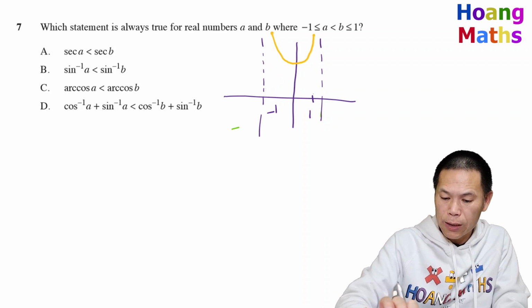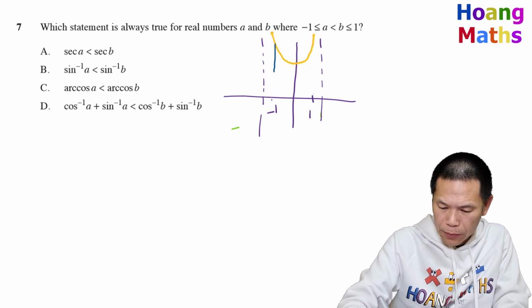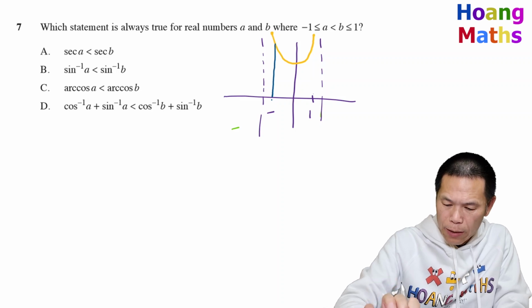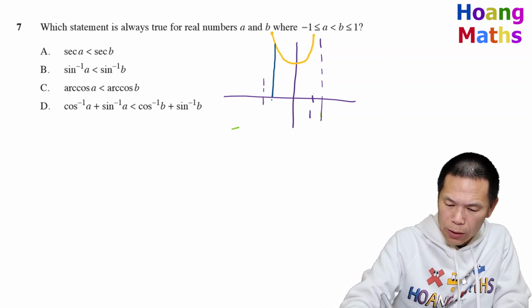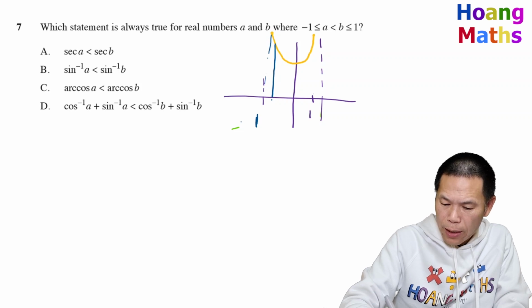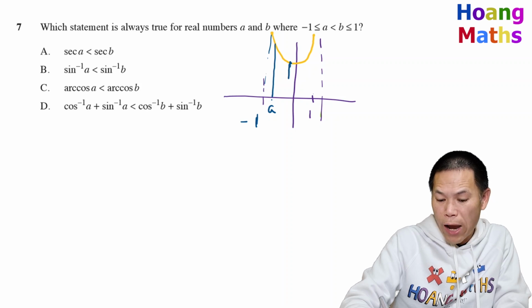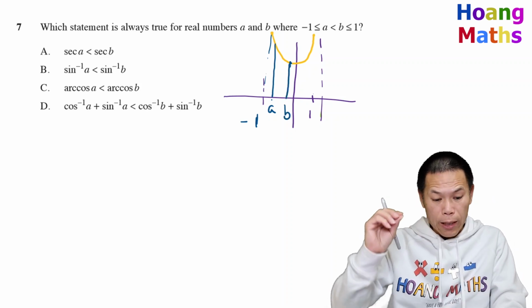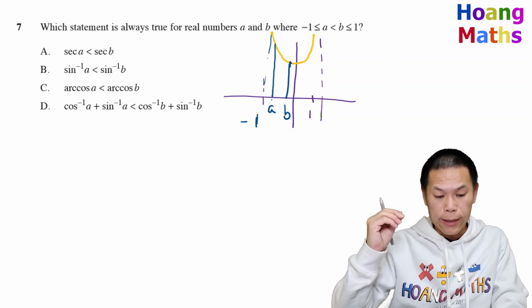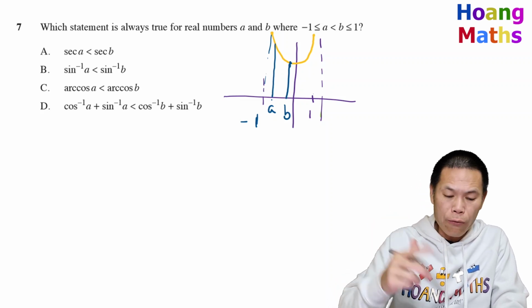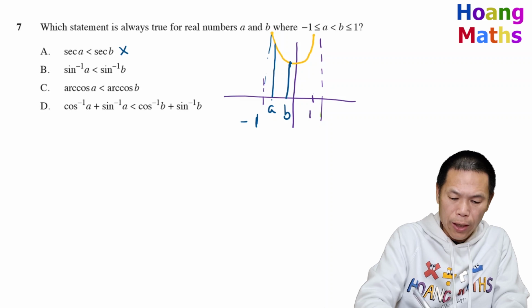Let me clear this first. Let's say A is here somewhere. Let me make it 1 here so you can see it easily. This is 1, negative 1, and this is A, and this is B anywhere on the right-hand side of A. So you can see secant A is greater than secant B. Therefore, this answer is wrong.